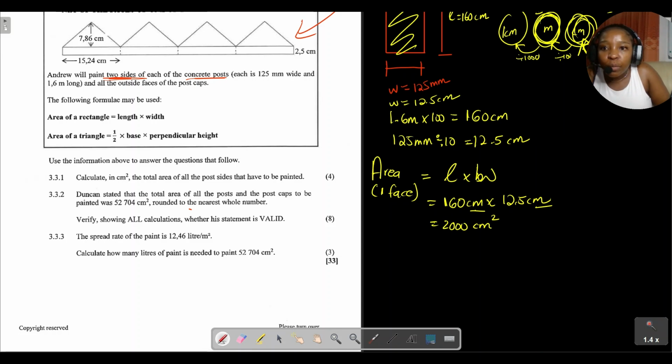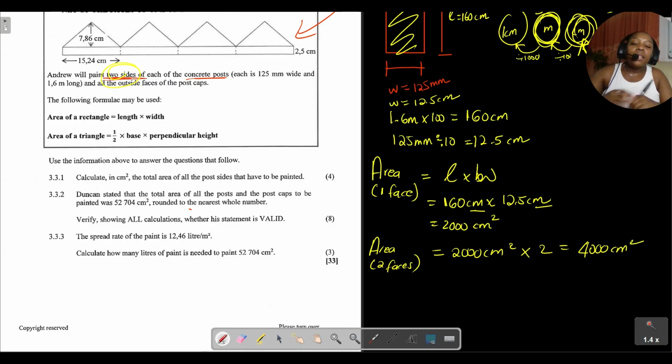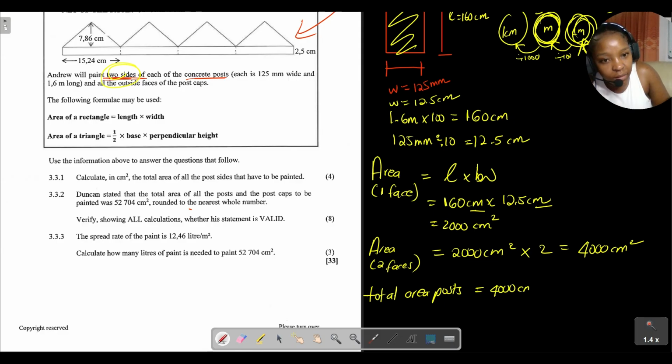We were told that he wants to paint two sides of the concrete post. So the area of two faces will be equal to that 2,000 centimeters squared times 2, which is equal to 4,000 centimeters squared. We've calculated the total area that has to be painted of just one post. But remember, he's not just painting one post. There are 12 posts that he's going to be painting. So the total area of the posts will be that 4,000 centimeters squared multiplied by 12.